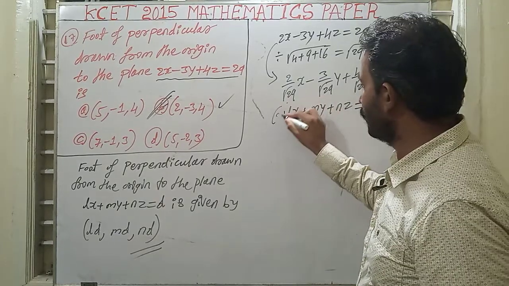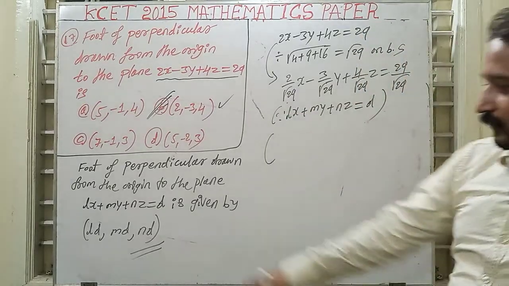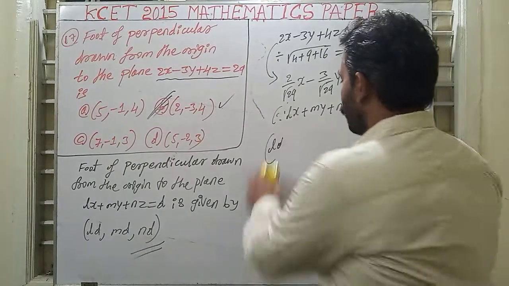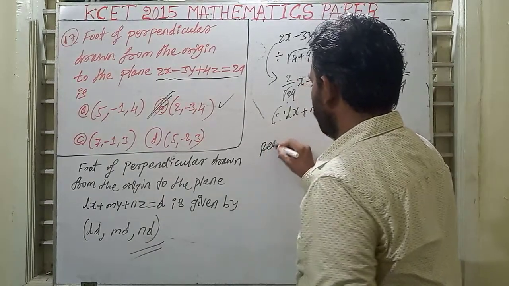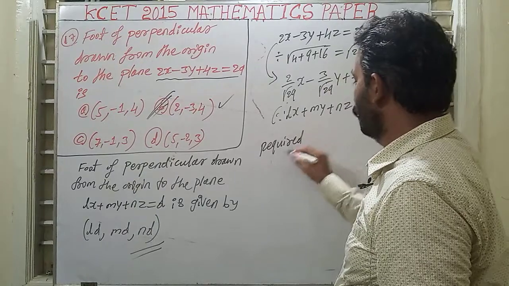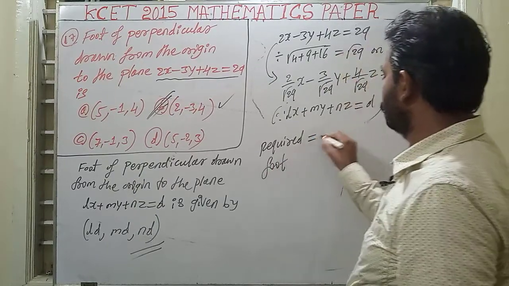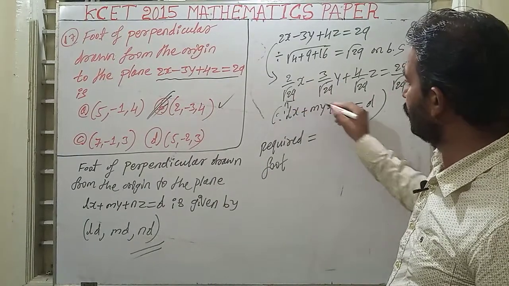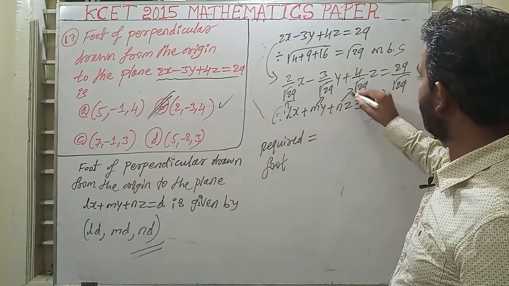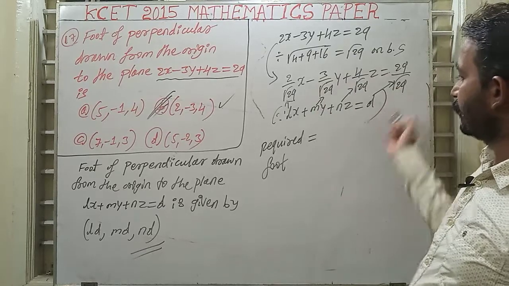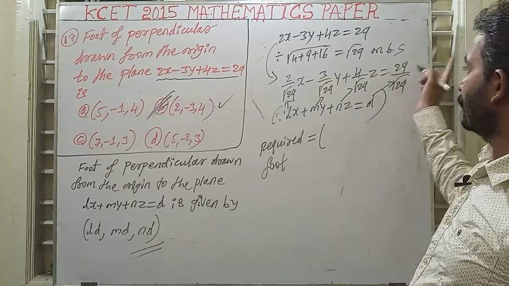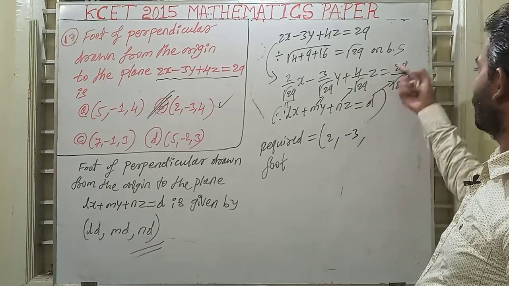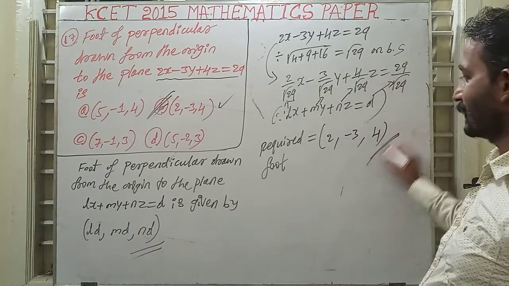So we have to find the foot, which is what? ld, md, nd. So the required foot is equal to (ld, md, nd), L into d. Here this is L, this is M, this is N, this is D. So L into D is: 29 cancels with 2, again 29 cancels with -3, again 29 cancels with 4. So this is the good answer, correct?